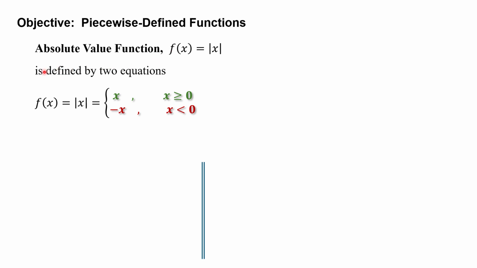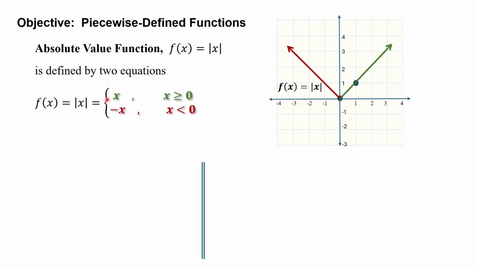Sometimes a function is defined using two equations on different parts of its domain. An example is an absolute value function, which is f of x equal to absolute value of x. And this is defined by two equations. So y is equal to x when x is greater than or equal to 0, and y is equal to negative x when x is less than or equal to 0. So let us define the following functions below.